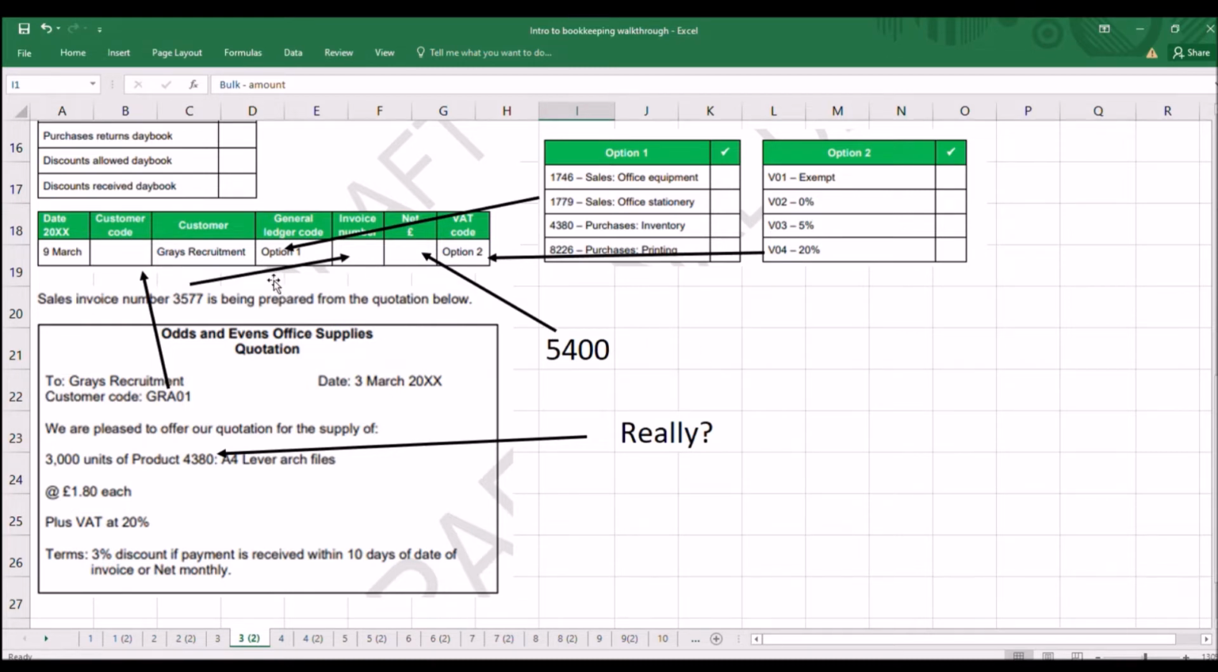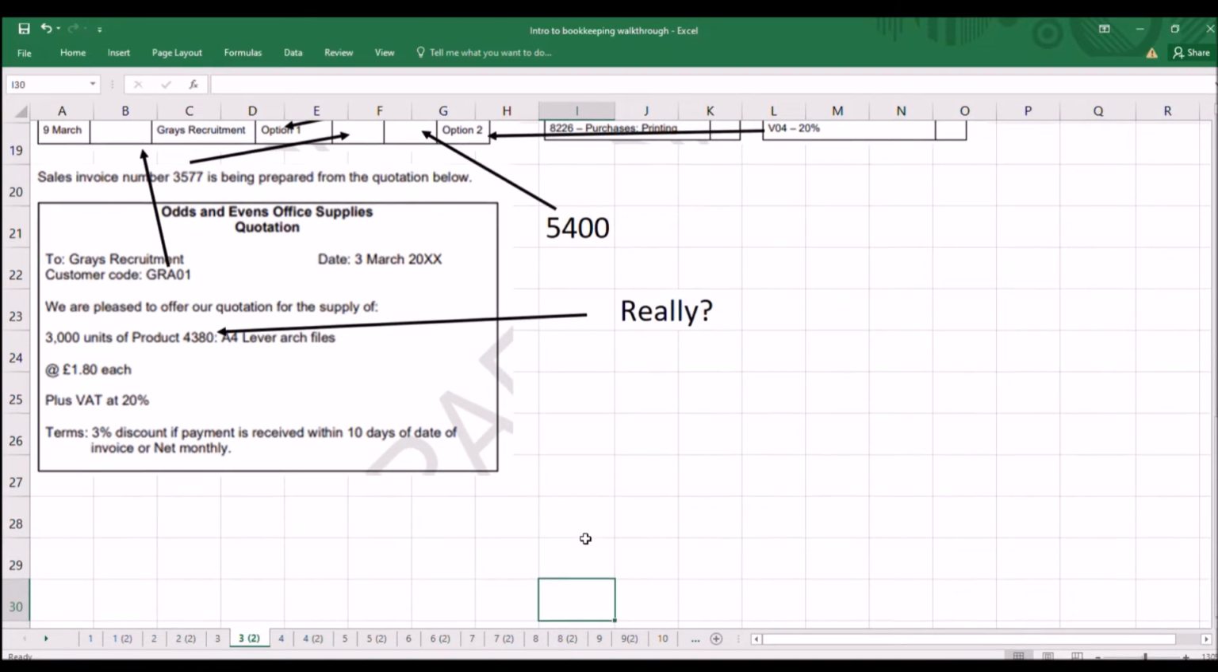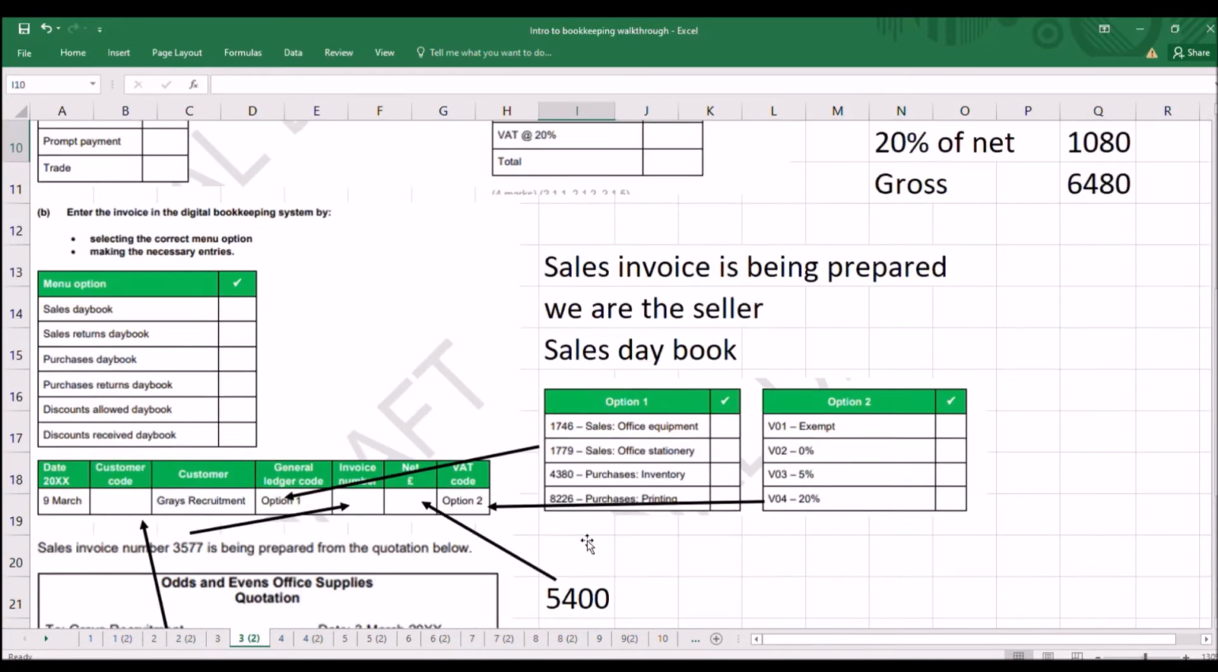It's sales in this. We're going credit sales, debit sales ledger control account in this one here. So it'll be that one. So 1779 for office stationery, because we're selling really large files. If it was a big piece of equipment, a desk or a table or whatever, it would have been office equipment. Okay, so that's the answer to 3.